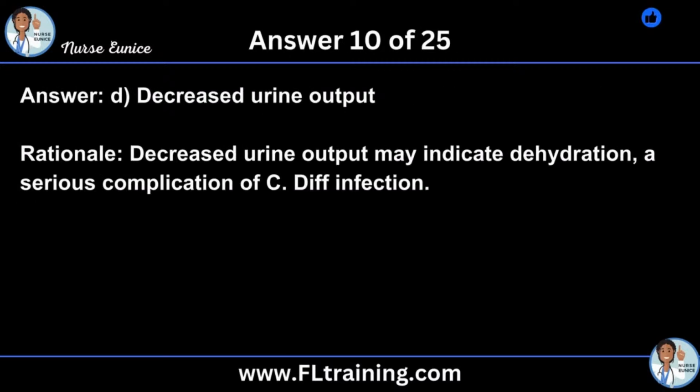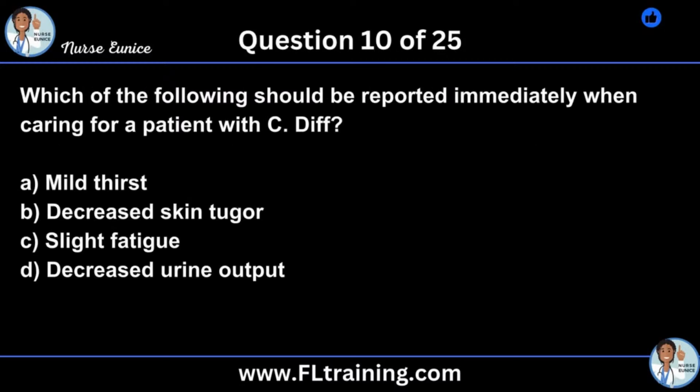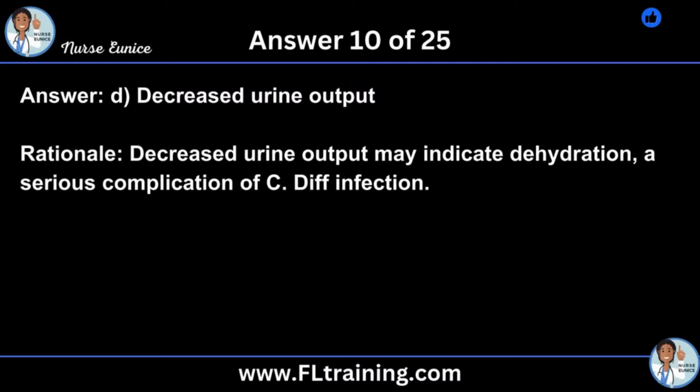Yes, so let's go back so that you understand the differences between D and B. Whenever someone is dehydrated, we expect for them to have decreased skin turgor. So that's not something that you will immediately report to the nurse because she understands the patient has C. diff, they have diarrhea, they're going to be dehydrated until those IV fluids are started. So we expect some decrease in the skin turgor. What we don't expect is decreased urine output because decreased urine output would indicate severe dehydration and probably kidney failure. So that would be a medical emergency.